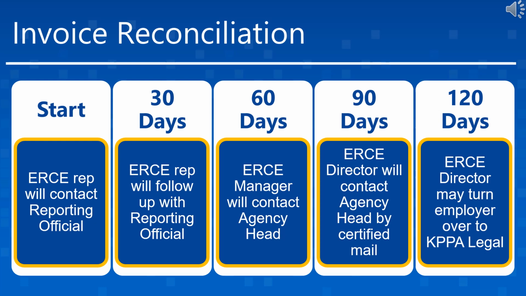In May 2019, KPPA created a process to assist employers to resolve delinquent invoices. First, the ERCE representative contacts the employer regarding their outstanding invoices, and once that contact occurs, this timeline begins. In the initial contact, the ERCE representative will set up a schedule with the employer to assist them with clearing the invoice. If the employer does not follow the agreed-upon schedule, then the ERCE representative will contact the employer again after 30 days, followed by the ERCE manager after 60 days, and the ERCE director after 90 days.